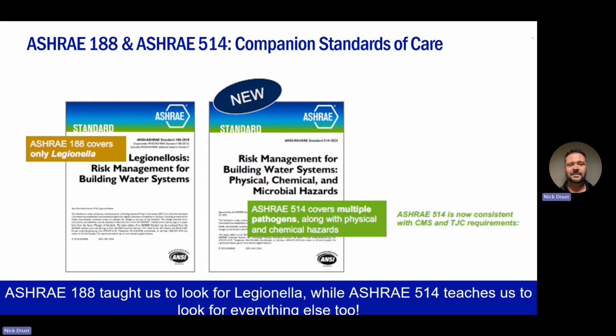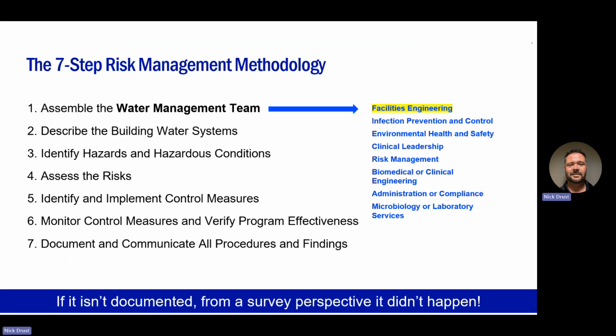Let's look at how 514 accomplishes that through its 7-step risk management methodology. One of the reasons 188 became so successful is that it gave healthcare facilities a structured process for managing risk. 514 uses that same framework. Notice that nowhere on the slide does it say, buy this technology, install this product, test for this specific organism. That's because ASHRAE 514 is not prescriptive. Instead, it provides a roadmap for identifying, assessing, and controlling risk.